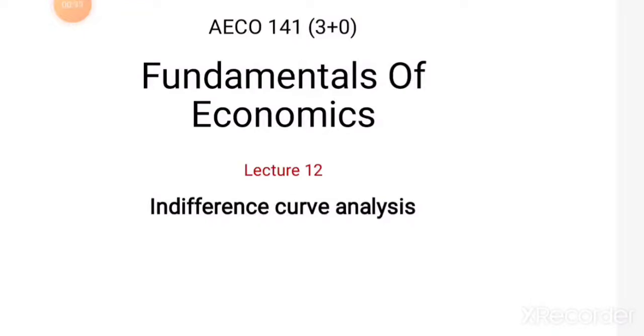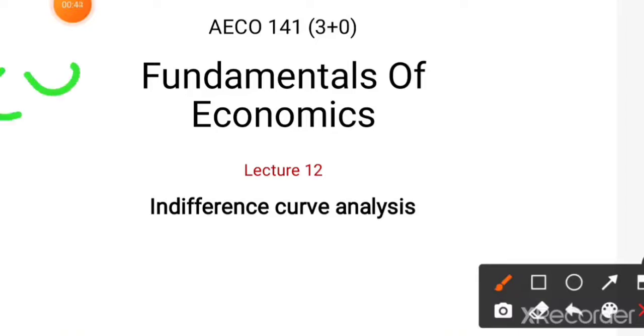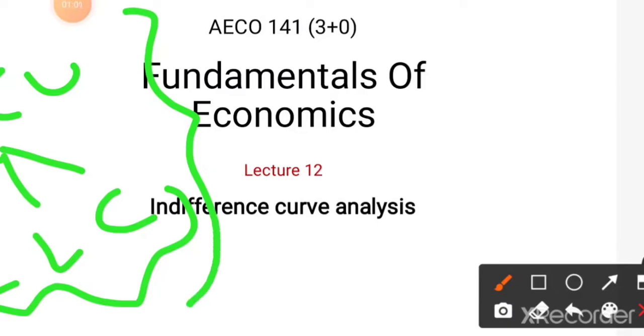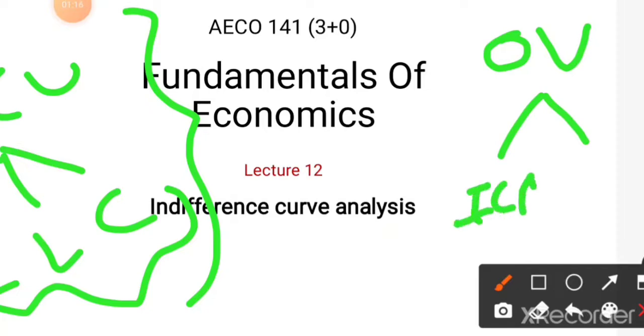Fine. So, this lecture number 12 is regarding your indifference curve analysis. I have already told you that under the cardinal utility approach there were three laws: the law of diminishing marginal utility, the law of equimarginal utility and consumer surplus. By covering these three laws we have completed the cardinal approach chapter. Now we are starting with the ordinal utility approach, under which there are two concepts: indifference curve analysis and budget line.